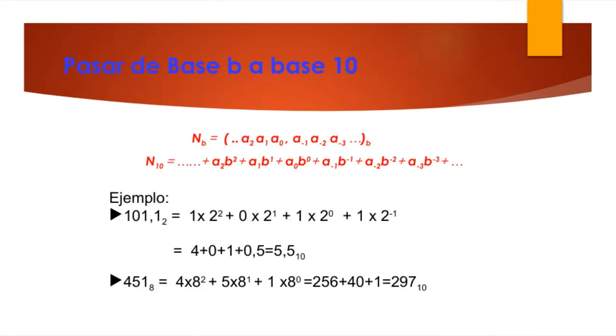Here, we're looking at how to express numbers in any base, which we call base B, and convert them into base 10, the system we're most familiar with. The notation shows digits multiplied by powers of the base, both positive and negative, depending on their position. For example, the number 101.1 in base 2 breaks down into 4 plus 0 plus 1 plus 0.5, which equals 5.5 in base 10. Another example is 451 in base 8, which converts to 297 in base 10. This process helps us understand numbers across different bases.